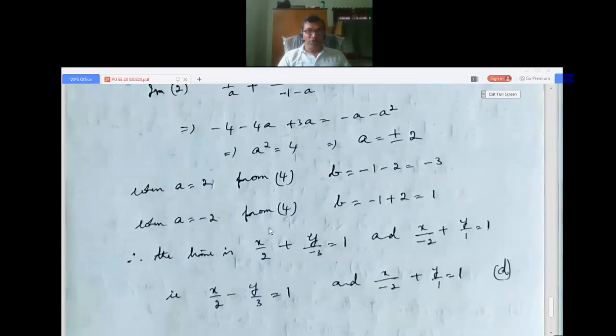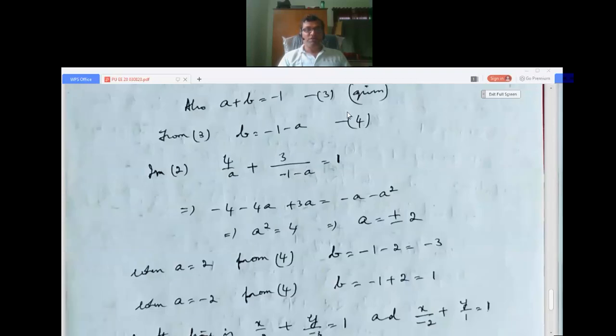So we got the answers. When a equals 2, b is -3, so x/2 + y/(-3) = 1. When a is -2, b is 1, so x/(-2) + y/1 = 1. So x/2 - y/3 = 1 and x/(-2) + y/1 = 1, which is nothing but option number 4, which you can see here.